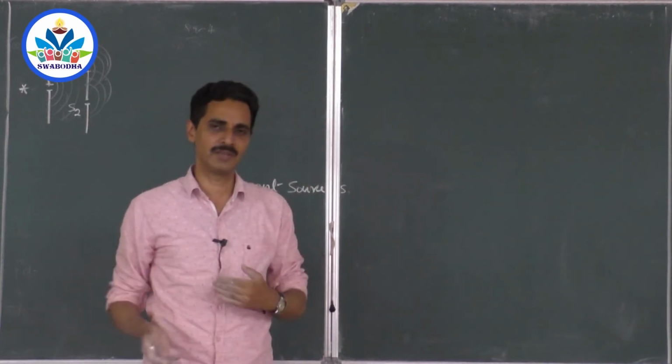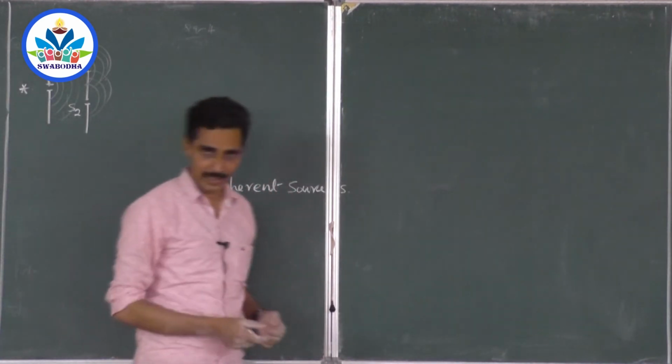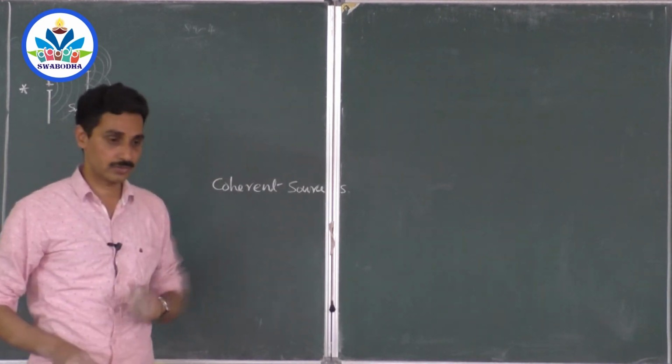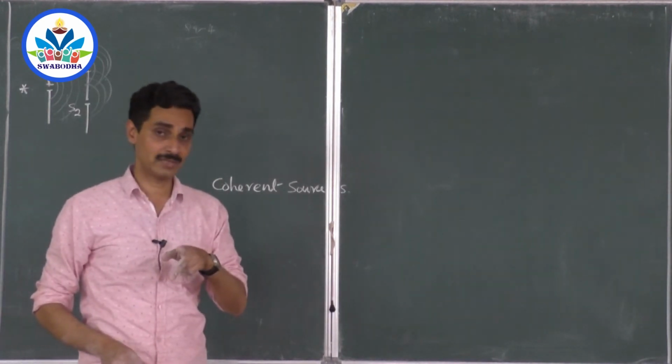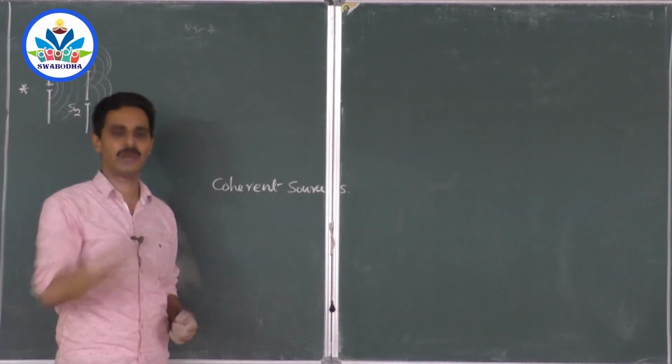They have a constant phase difference, constant path difference, and nearly equal amplitude. Such sources are called coherent sources. This definition is important for examinations and also for understanding. So you should have coherent sources.